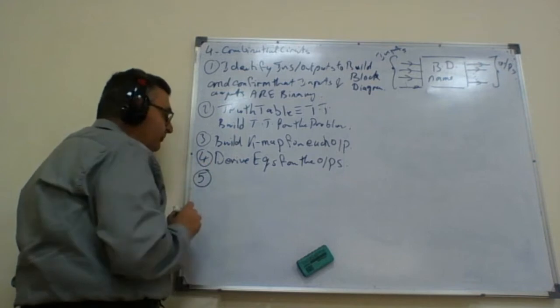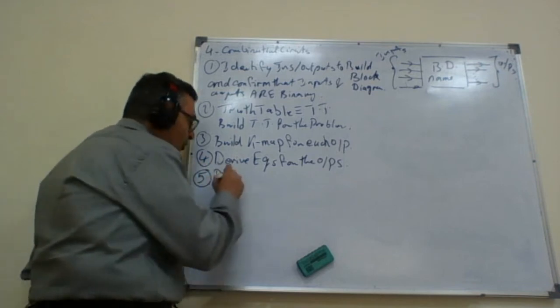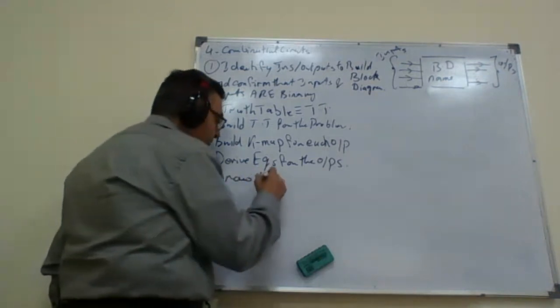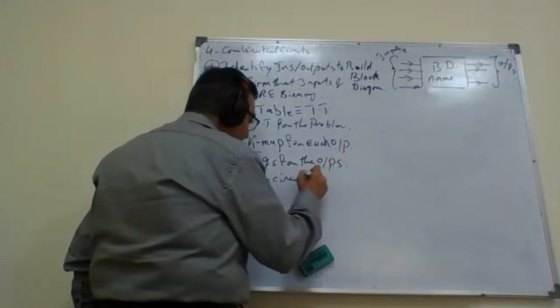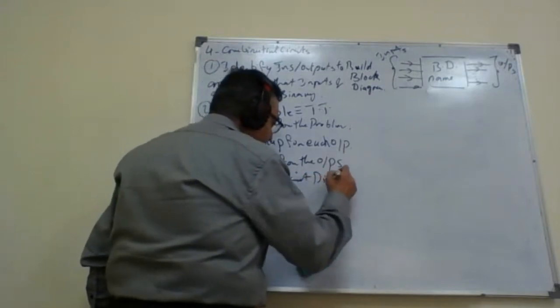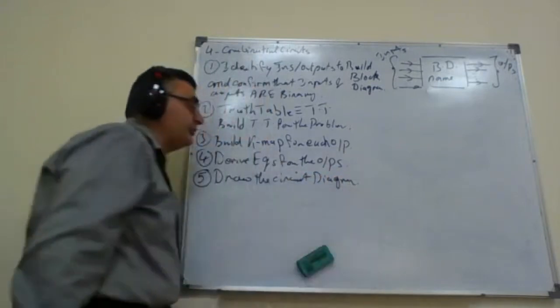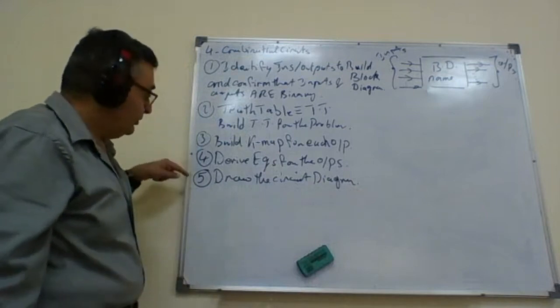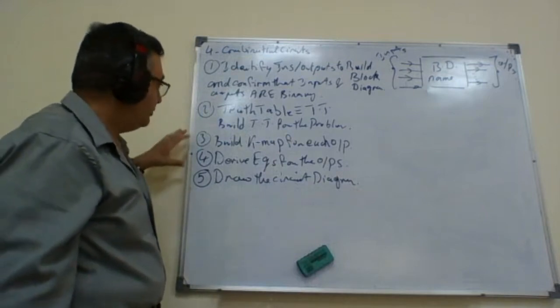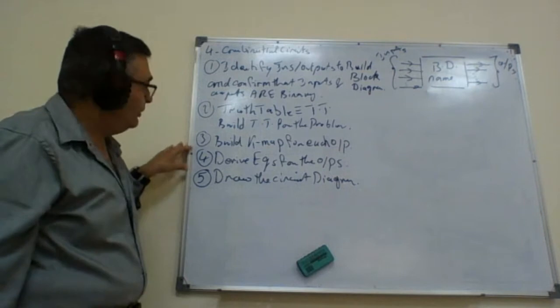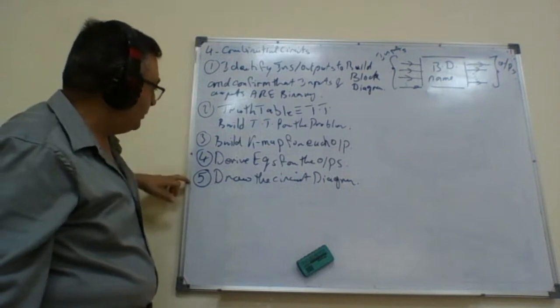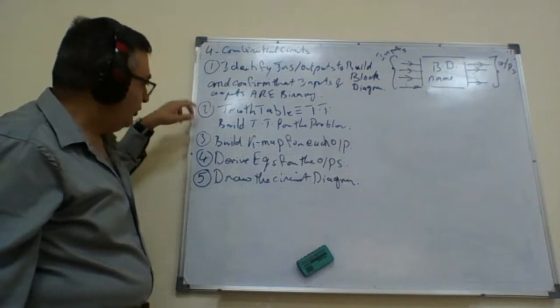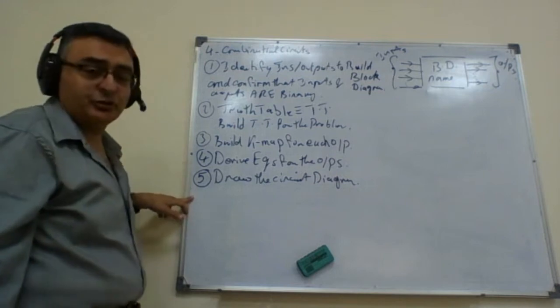Then step number 5 is to draw the circuit diagram for the circuit. So drawing the circuit. We started in chapter 2 by learning only 3 components. We learned the TT, we learned the equations, we learned the circuit diagram.